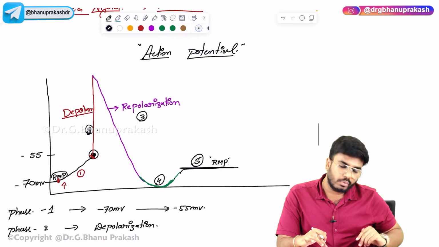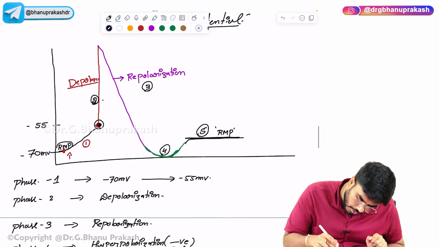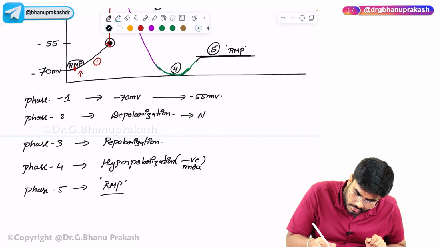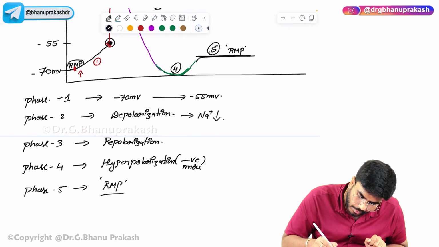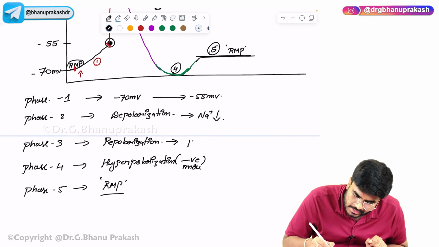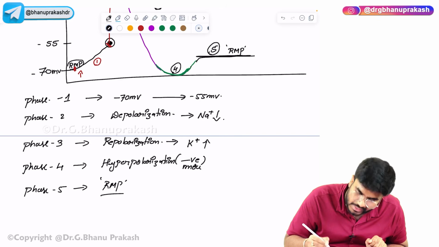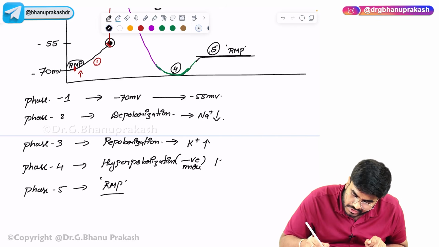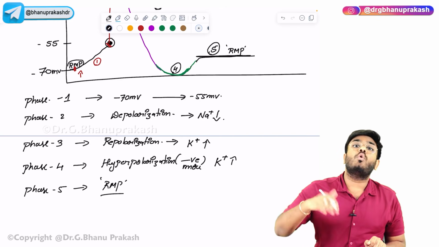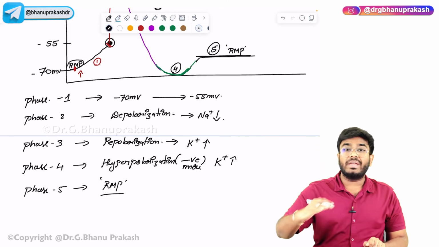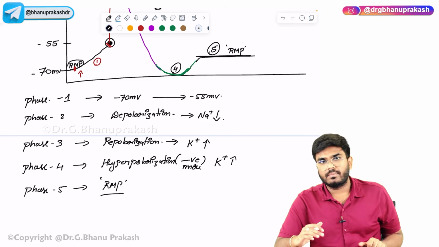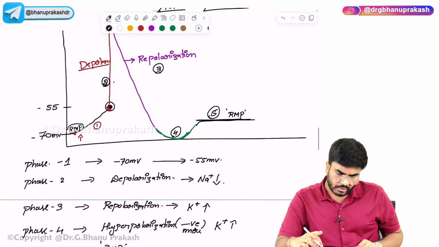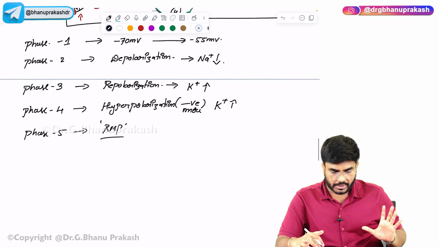So phase 2 is depolarization. Depolarization is due to sodium influx into the cell. And repolarization is due to potassium efflux, potassium going out. In hyperpolarization, potassium efflux continues, more and more potassium is going out, that's why the membrane is getting more hyperpolarized. These are the phases of the action potential.